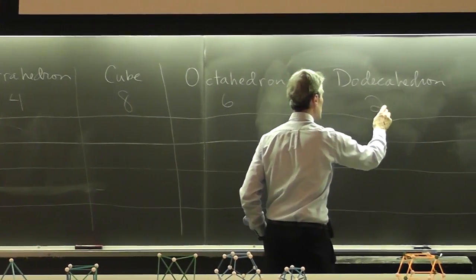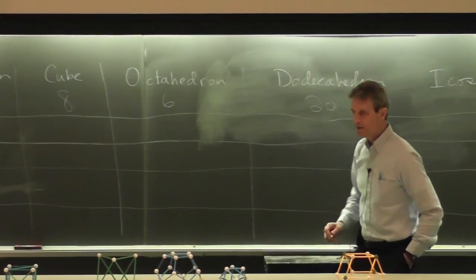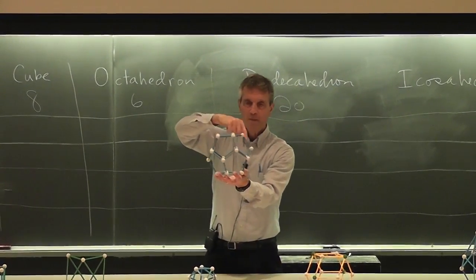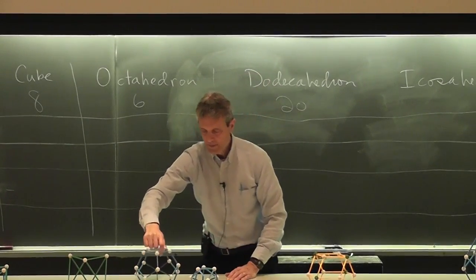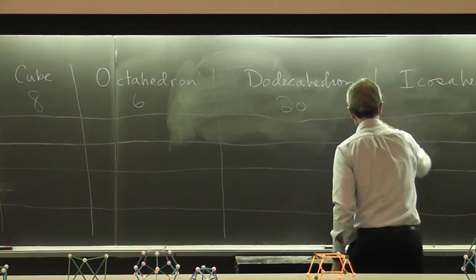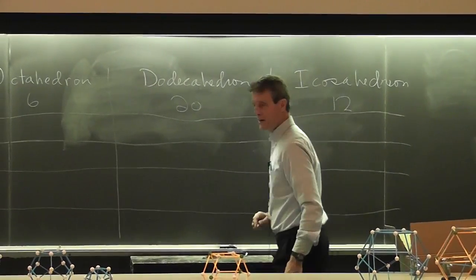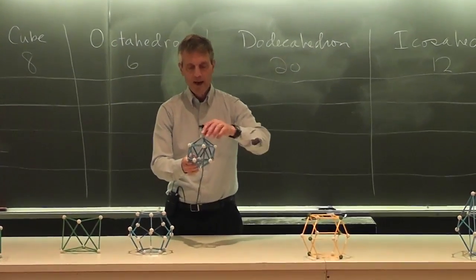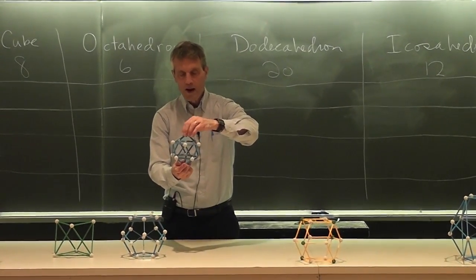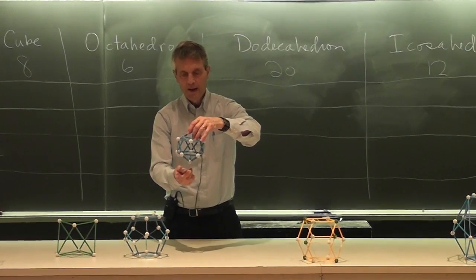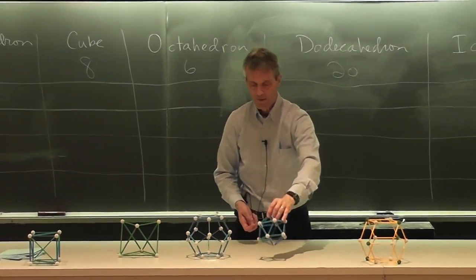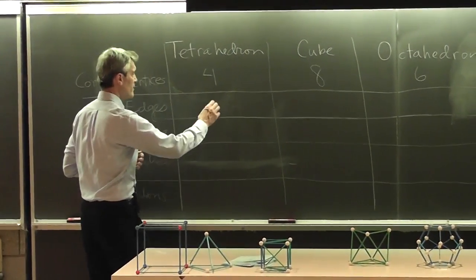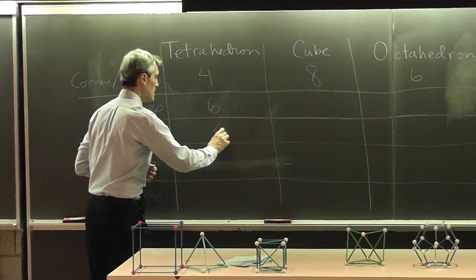The dodecahedron, well, you can count it later. It has 5 on the top and 5 on the bottom and 10 in the middle: 20 vertices. And the icosahedron has 12. It has 1 on the top and then 5 around it, and then 1 on the bottom and 5 around it. So 12. Okay, you can have fun checking these things out yourselves later.